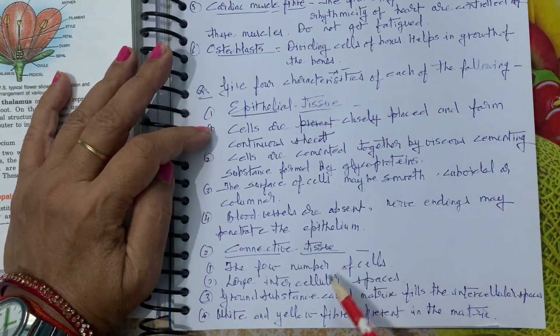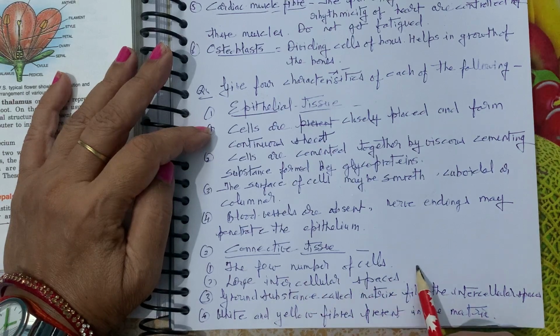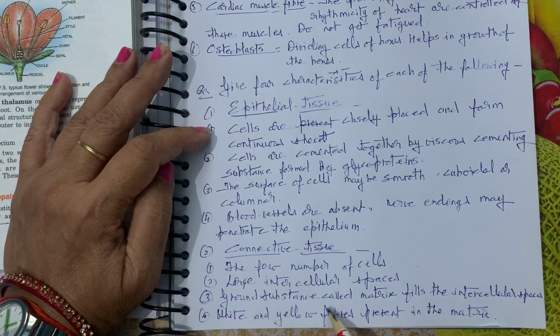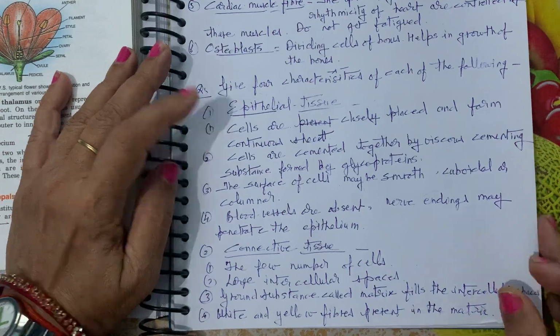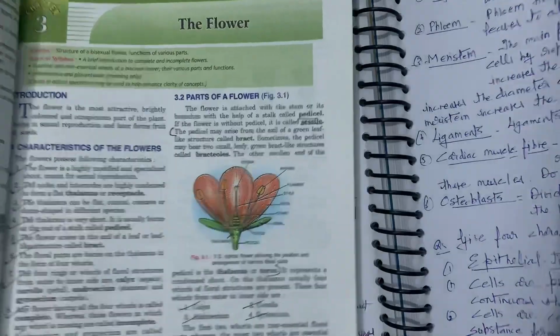Connective tissues: a few number of cells are present. Large intercellular spaces are present. Ground substance called matrix fills the intercellular spaces. White and yellow fibers are present in the matrix. Right?